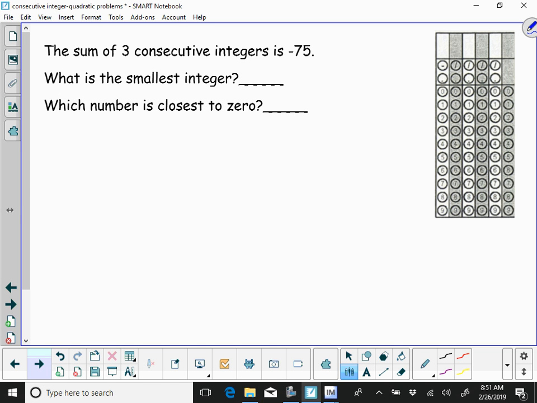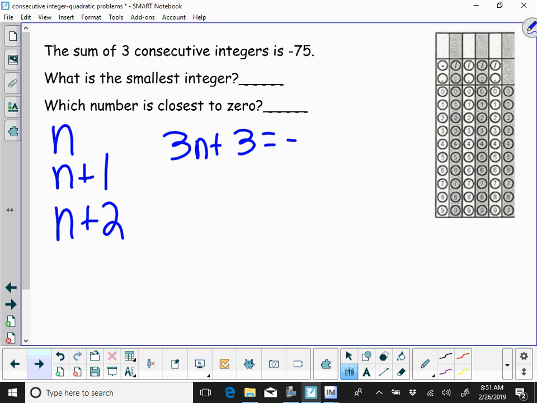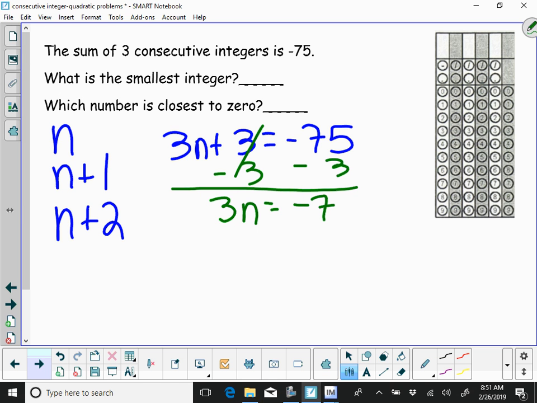Alright, here we go. The sum of 3 consecutive integers, okay? 3 consecutive integers, what are our symbols? n, n plus 1, and n plus 2, okay? The sum, so it didn't say product, so what do we do with all 3 of those? Add them together, this is the old stuff, so that gives me 3n plus 3 equals negative 75. You can solve that, that is what type of equation? 2 steps, 2 steps. So we're going to subtract our 3. That does give me 72. No, it doesn't. It was negative, so negative 78.